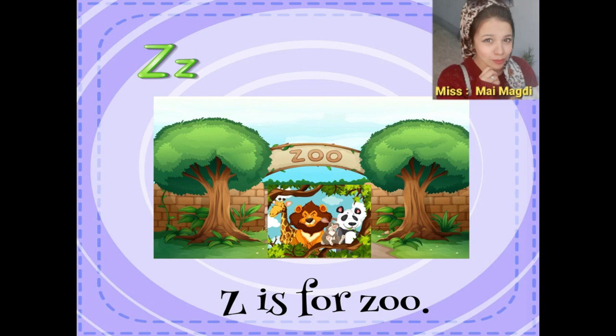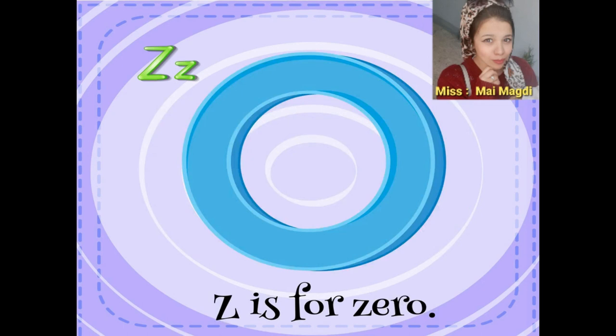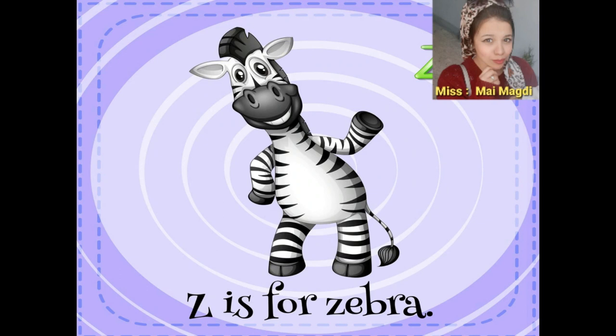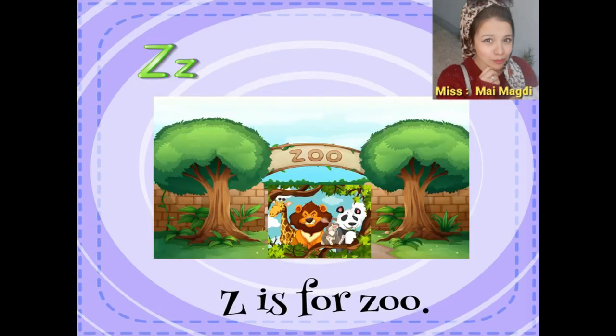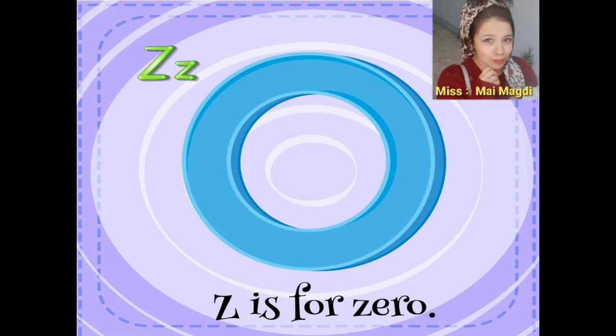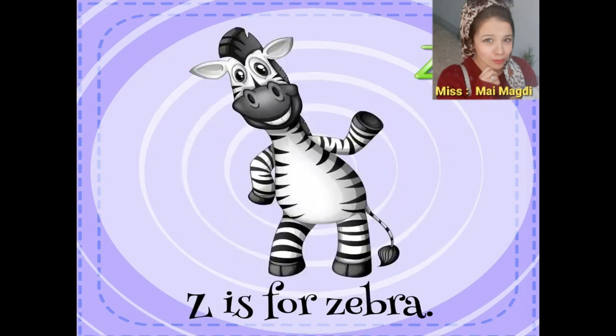Z. Again. Zoo. Zero. Zero. Zebra. Zebra. Again. What's this letter? Z. What's the sound of letter Z? Okay. Zoo. Zero. Zebra. Okay. Let's write letter Z.